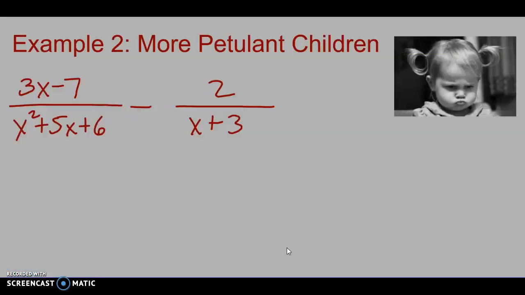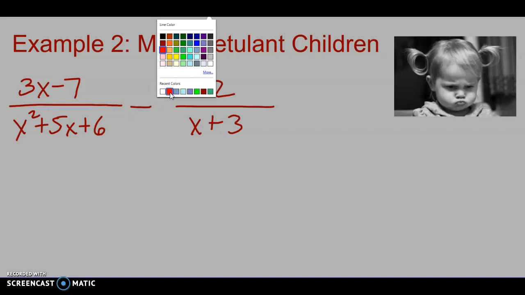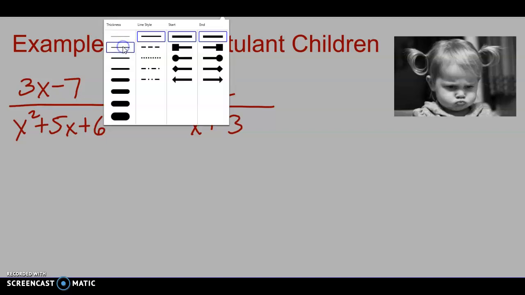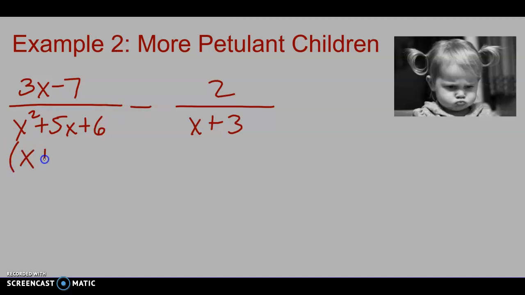So we said in order to add and subtract, we need the denominators to be the same. But in order to make them the same, we have to first recognize what the factors of the denominators are. So on the left side, we have a trinomial that can be factored. X squared plus 5x plus 6 can be written as x plus 3 times x plus 2.